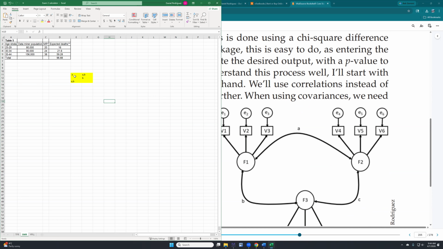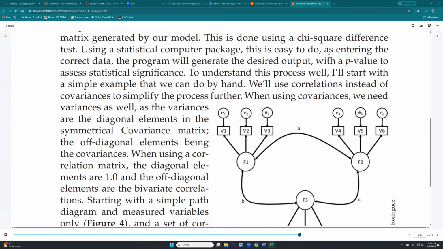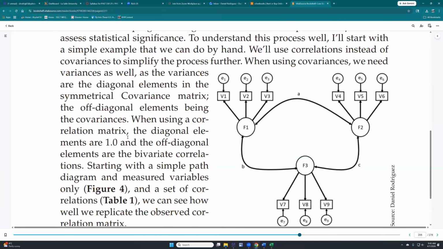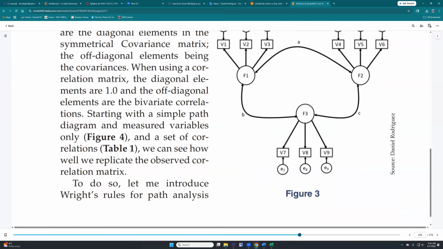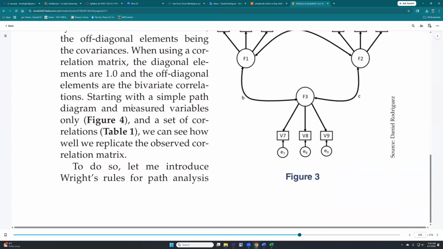But what I'm saying here is instead of doing this, I'm going to use correlations because we simplify things. We don't have to worry about the variances. So now our variances become 1. So it just makes it a little easier for us to deal with. And what we have here is the correlations instead of a covariance. That's all I'm saying here. So when using a correlation matrix, the diagonal elements are 1 and the off-diagonal elements are the bivariate correlation.